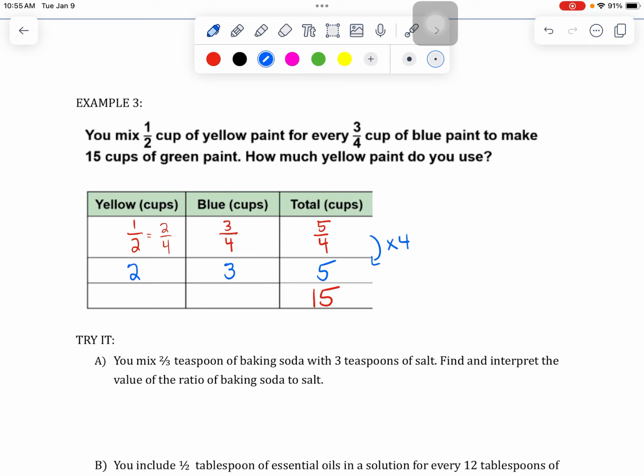All right, and now, to get from 5 to 15, I can see that I need to multiply by 3. So if I do that to my other ones, 3 times 3 is 9, and 2 times 3 is 6. So our answer, it says, how much yellow paint do you use? I use 6 cups of yellow paint.